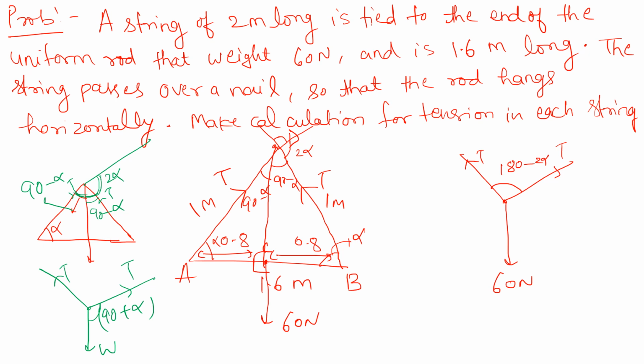Similarly, if you want to find the value of this T also, this is your 2 alpha, so this angle will be your 180 minus 2 alpha, because this is the line, the whole line. So if this is 2 alpha, then this is 180 minus 2 alpha. So this angle is 180 minus 2 alpha. And similarly, you can also find this angle as 90 plus alpha.